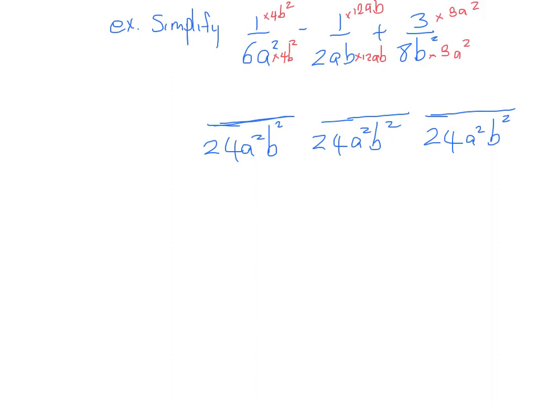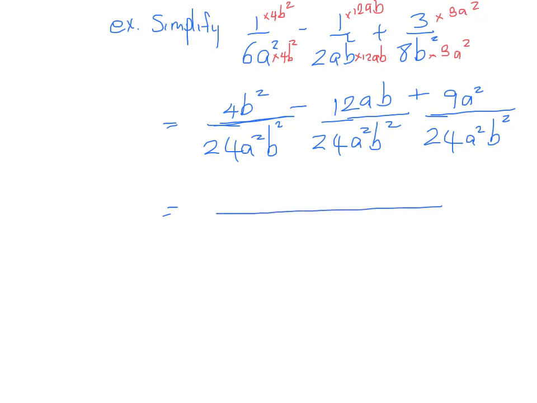Okay, now that we have that all set up, now we can fill in what we know. So we have here 1 times 4b squared, and that gives us 4b squared. We have 1 times 12ab, and that gives us 12ab. And finally, we have 3 times 3a squared, and that gives us 9a squared. And our signs are the same, minus and plus. And so we are ready to move on to the next step.